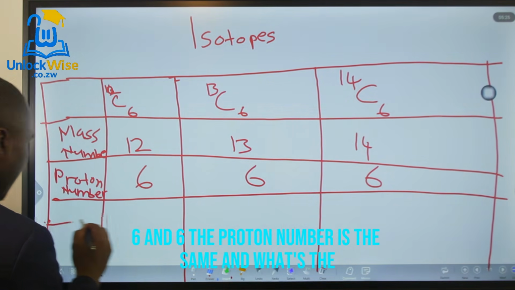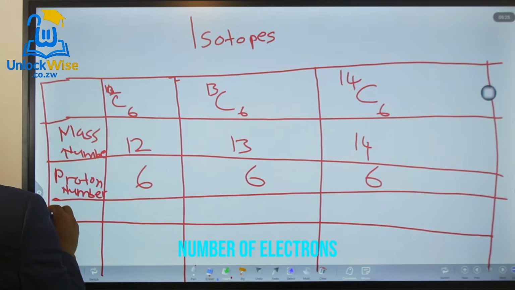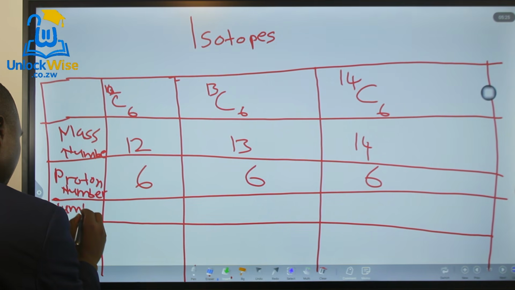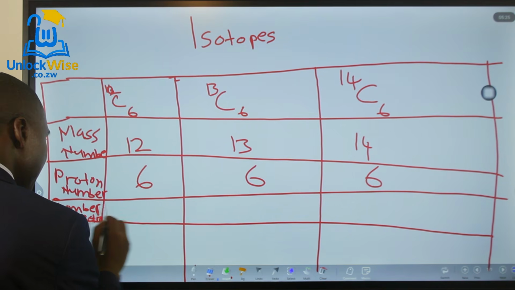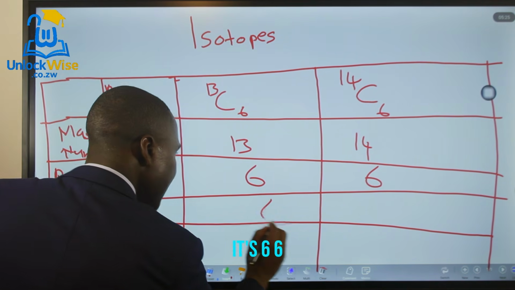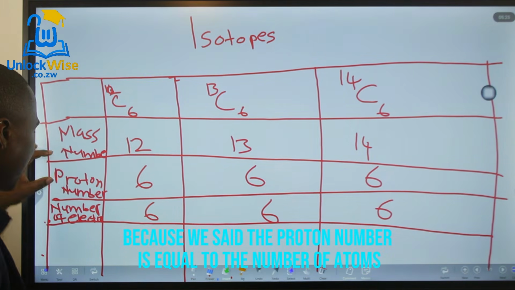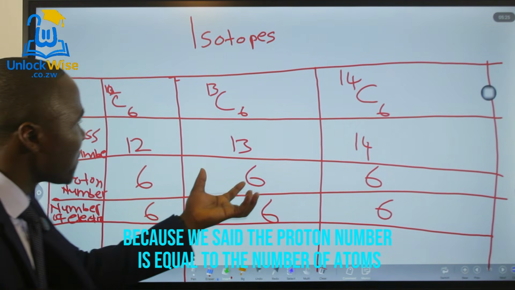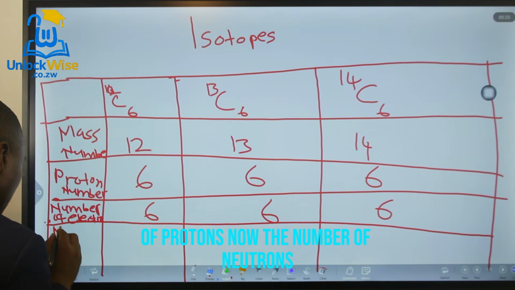And what's the number of electrons? It's 6, 6, 6. Interesting, because we said the proton number is equal to the number of protons. Now, the number of neutrons.